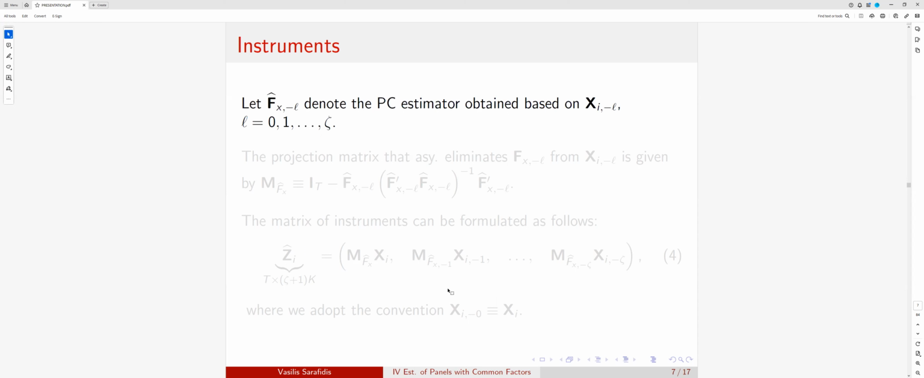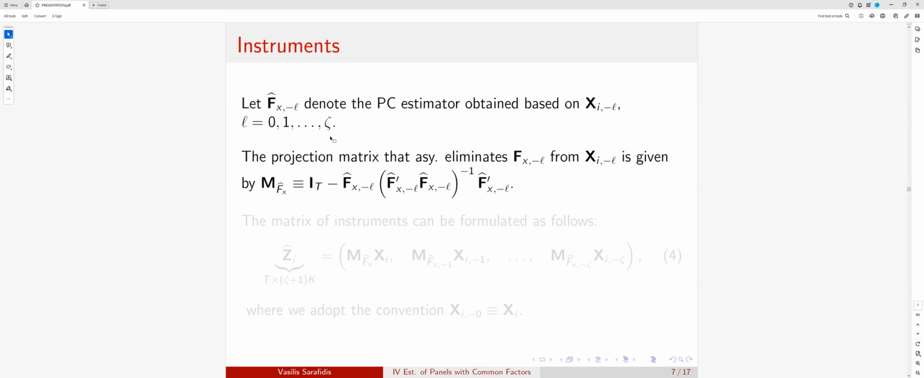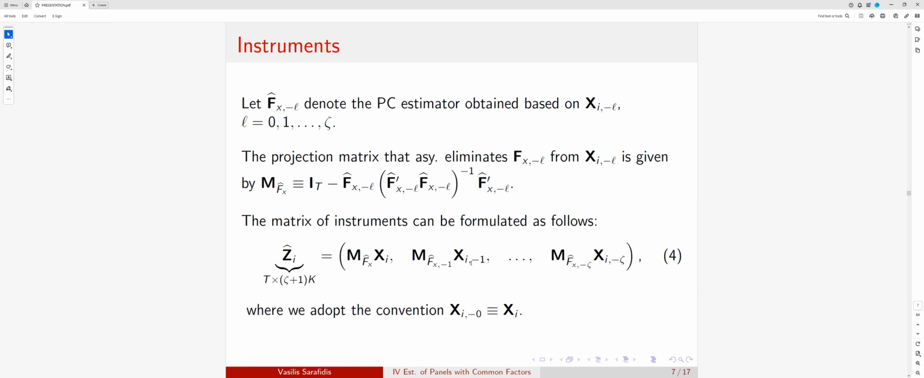Now let f_x hat, comma minus L denote the principal component's estimator obtained based on the L-th lagged value of x, where L goes from 0 up to zeta. The projection matrix that asymptotically eliminates the factors from x takes the usual form. So M_fx hat is the usual symmetric and idempotent projection matrix. Thus, the matrix of instruments can be formulated in this way here.